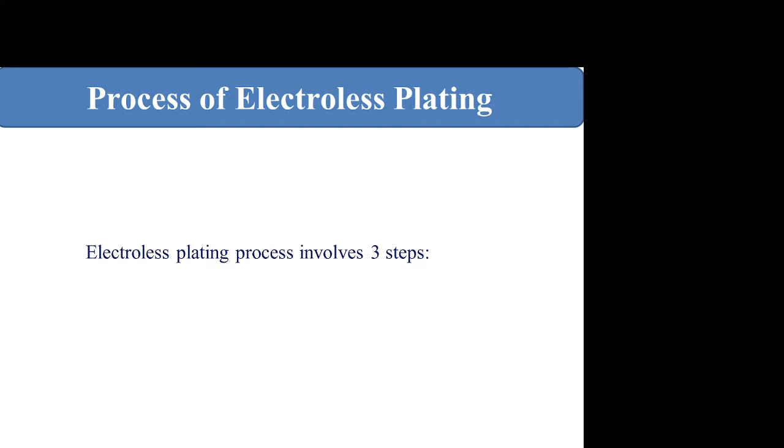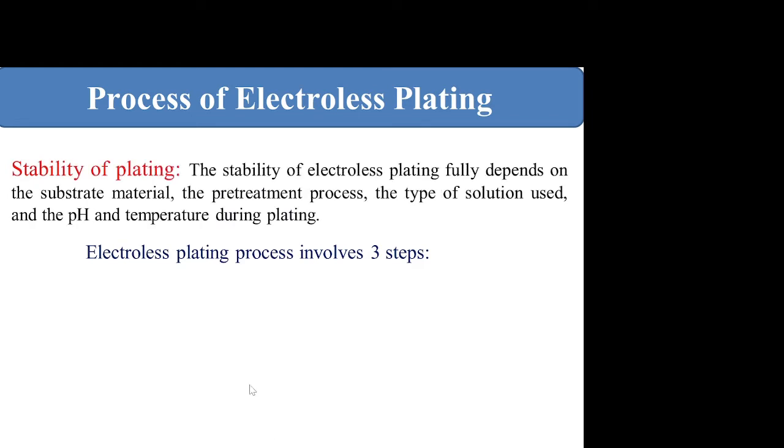Let us see the steps in electroless plating. There are three steps. First we see the stability of plating. The stability of electroless plating fully depends upon the substrate material, the pre-treatment process, the type of solution used, and the pH and temperature during plating. These are the important factors which decide the stability of electroless plating. Once again, it depends upon the substrate material, pre-treatment process, type of solution used, pH and temperature during plating.